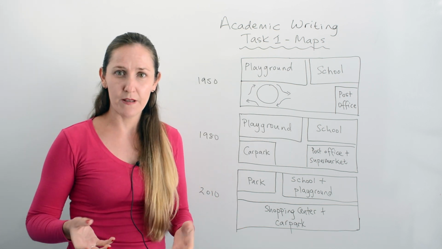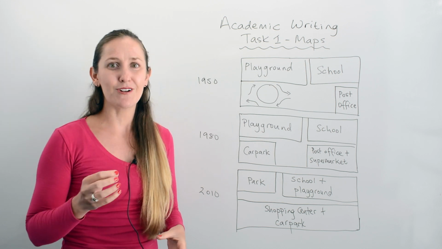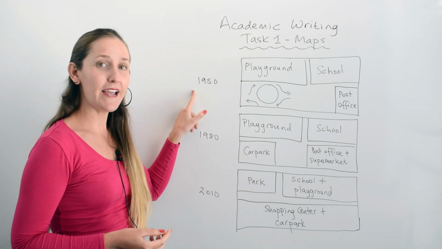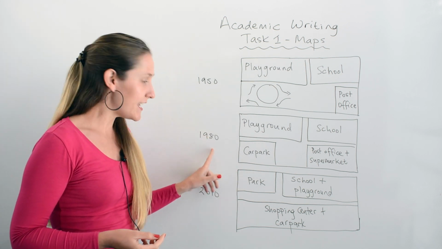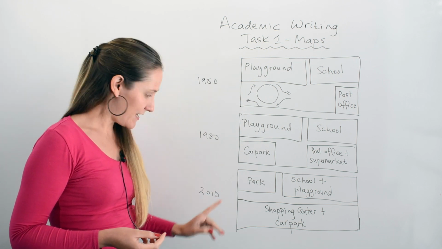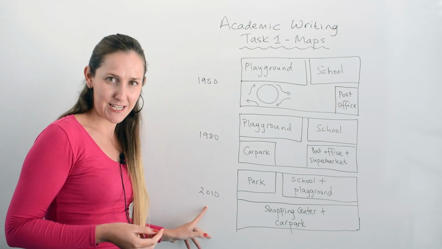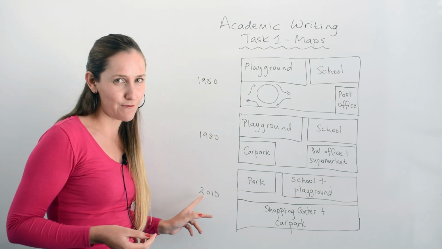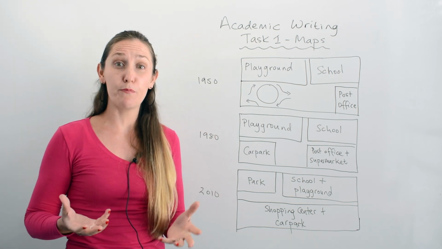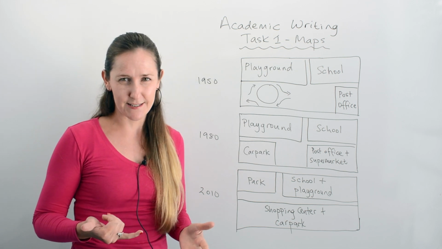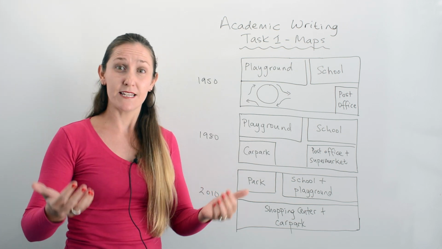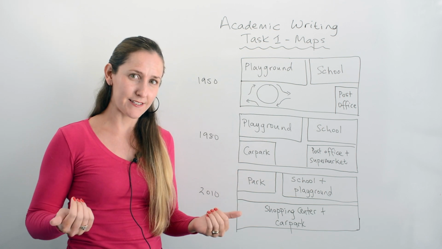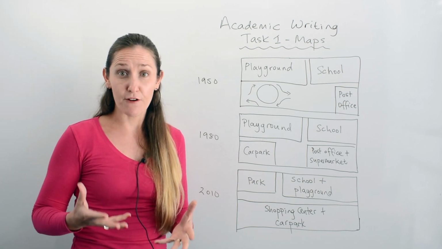All right, so let's imagine that I'm seeing this question for the first time. What do I do? The first thing that I would do is look at the dates. So here we have 1950, here we have 1980, and here we have 2010. So we have a 30-year period in between each of these maps with an overall period of 60 years. So all of these maps need to be described in the past.